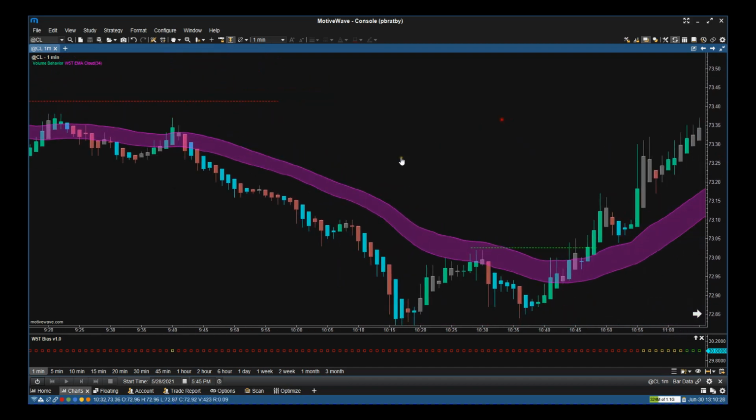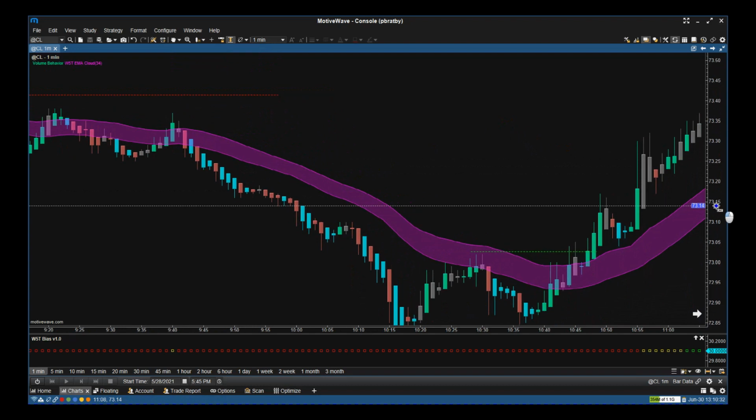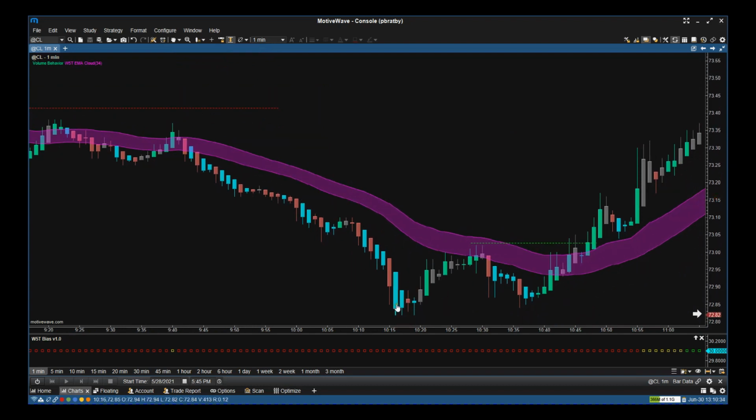Let's move it forward. We come down, keep coming down, but then we start to run out of juice. So we get these indecision dojis, one with high volume, one with low volume. Then we get up candle grey. Okay, but we're still bearish bias here. But then we get grey, grey, green, green, testing the EMA Cloud here. But then we get another red candle. We come down again.